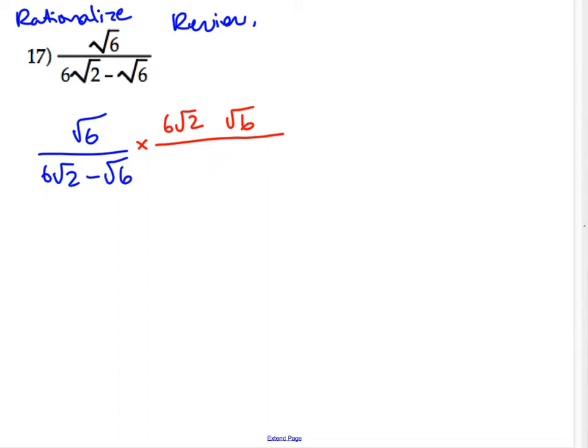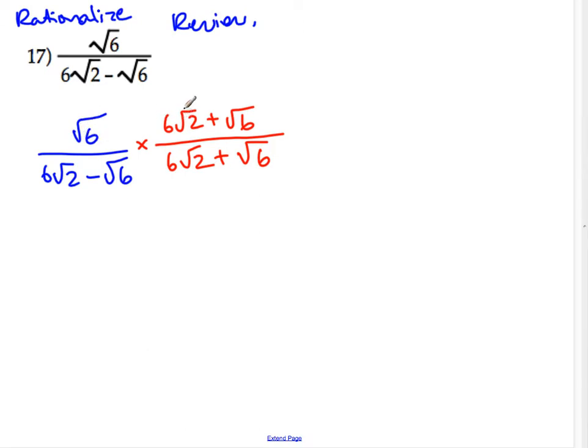So the conjugate is the same as this denominator here, except instead of a minus there, we have to put a plus. And we do that so it'll be a difference of squares, so things will cancel out on the bottom. Okay, so let's multiply the top.